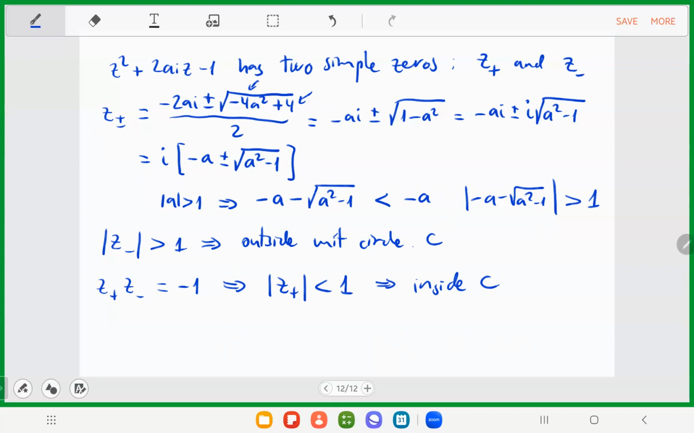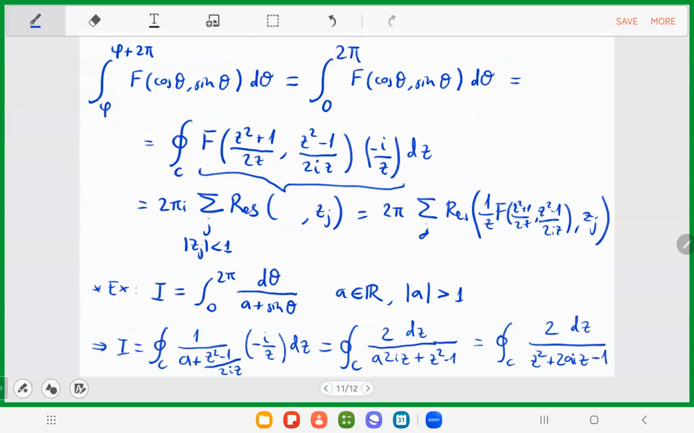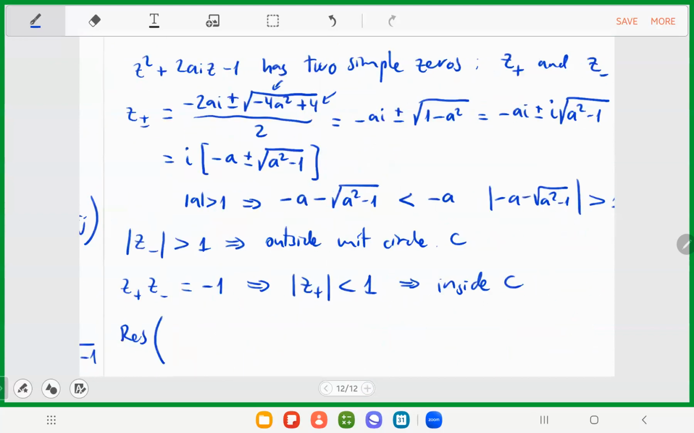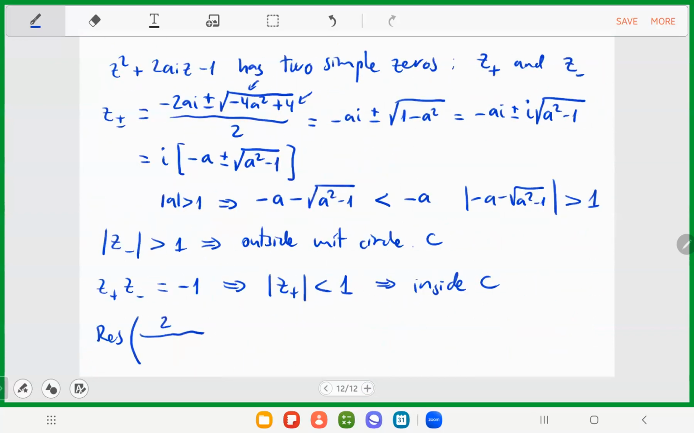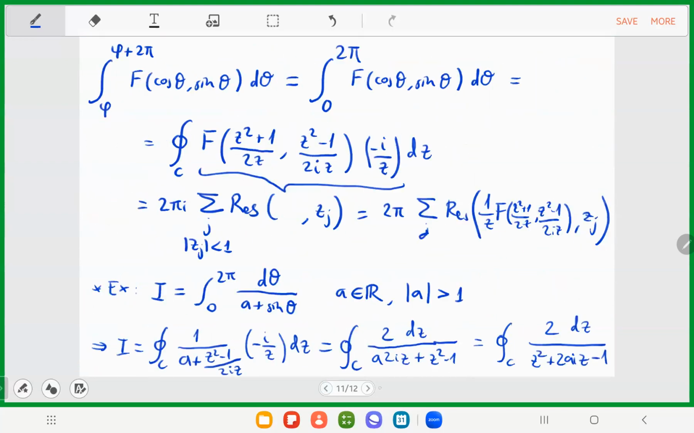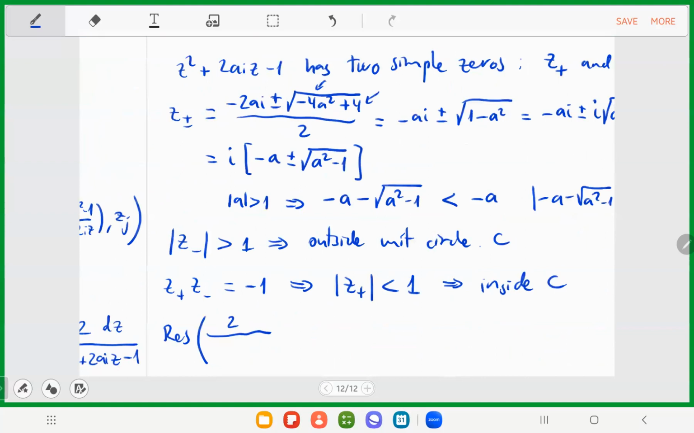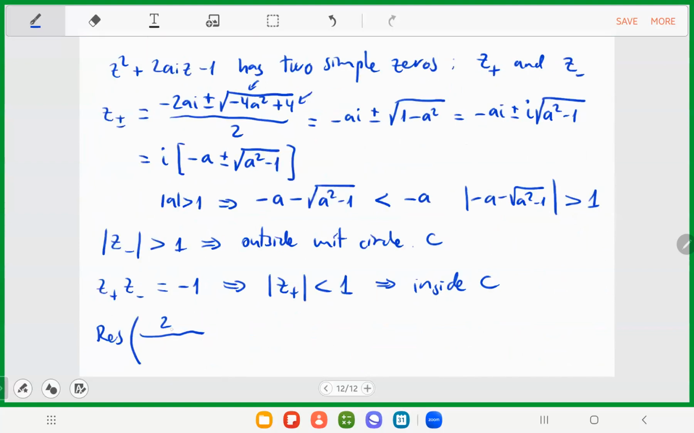So I just need to find the residues. So I need to find the residues of what function? Well, the function is 2 divided by this polynomial, which already includes the 1 over z. Actually, it even includes the minus i. Okay, sorry. So the residues of 2 divided by z squared plus 2aiz minus 1 at this point z plus, which is defined like this with a plus. We know it's a simple pole.